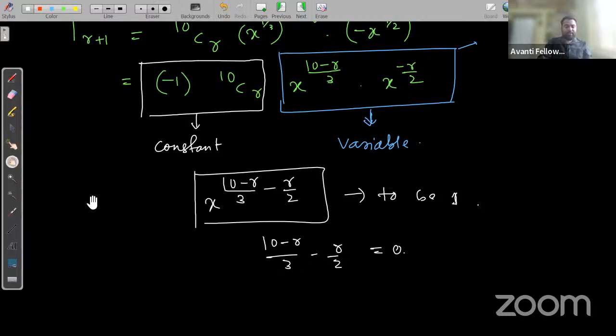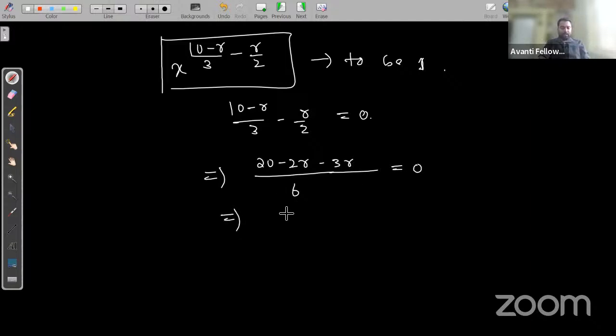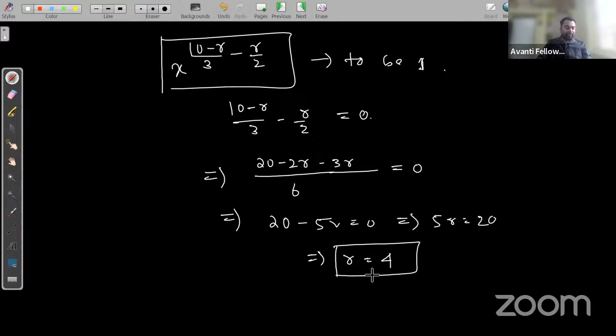Yes or no? By solving this, what are we getting? The LCM is 6, so this will be 20 minus 2r minus 3r is equal to 0. So we are getting 20 minus 5r is equal to 0. So 5r is 20 and r is 4. Right? So the value of r we are getting is 4.